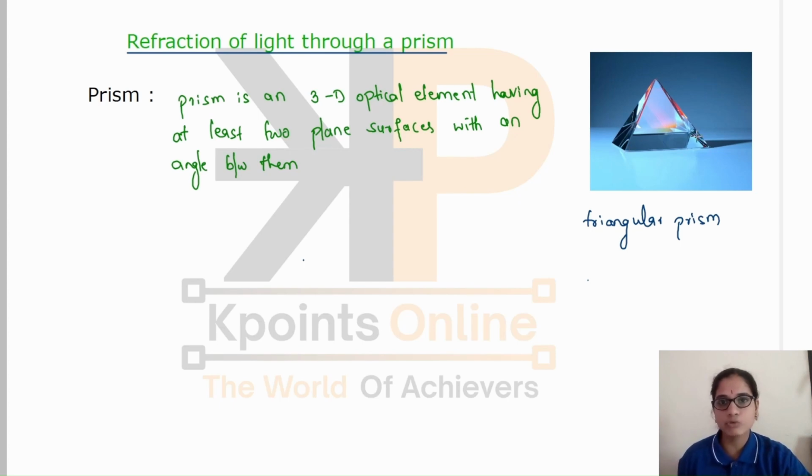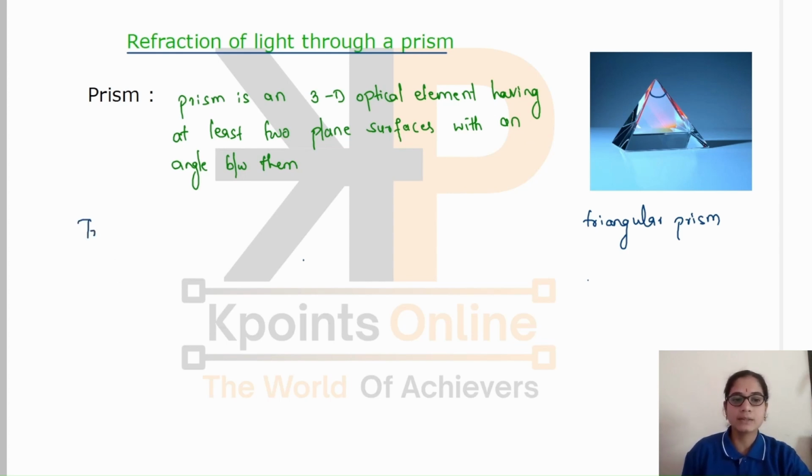This face what you are seeing here is the triangular base, and on the opposite side also we have the same triangular face, and on the sides you are going to see these are rectangular surfaces, and below also we have a rectangular surface. So overall this triangular prism consists of two triangular bases and three rectangular lateral surfaces, and between these lateral surfaces there is an angle, and this angle is called the angle of prism.